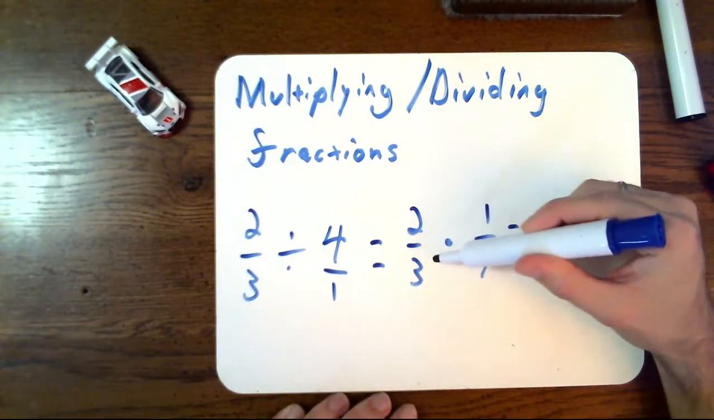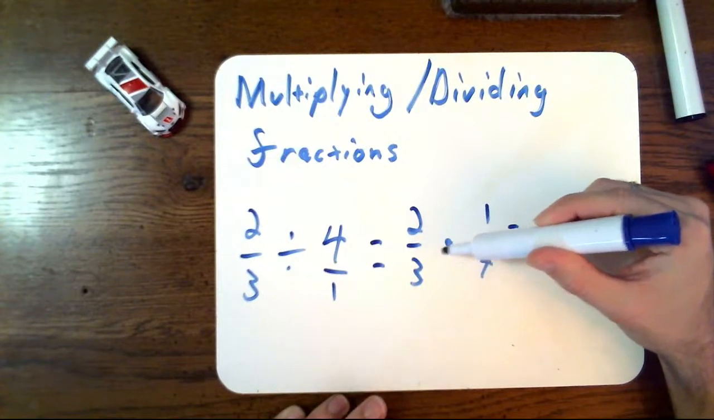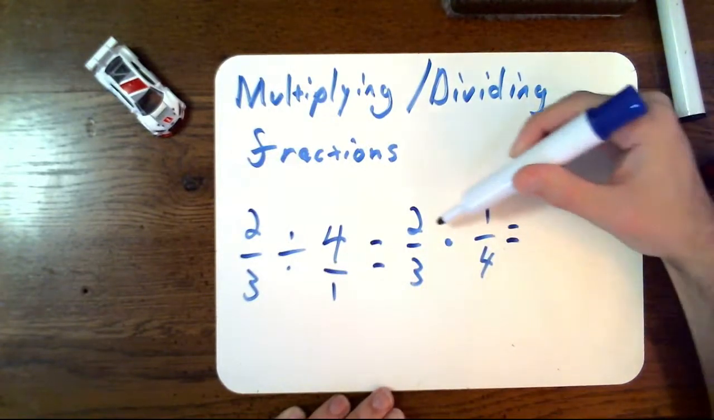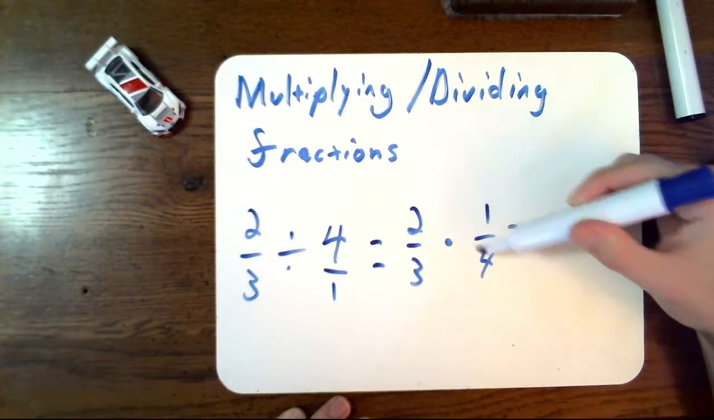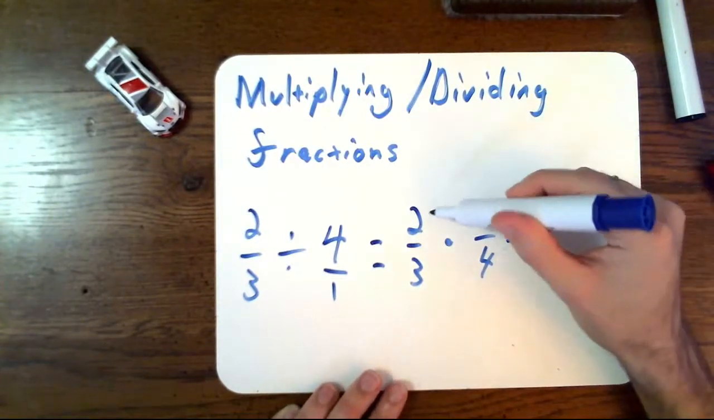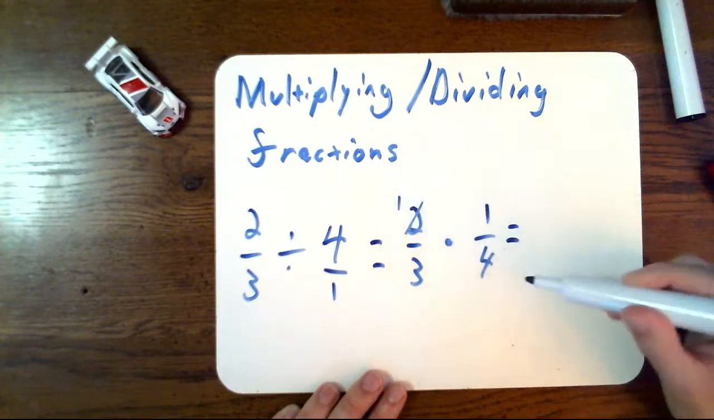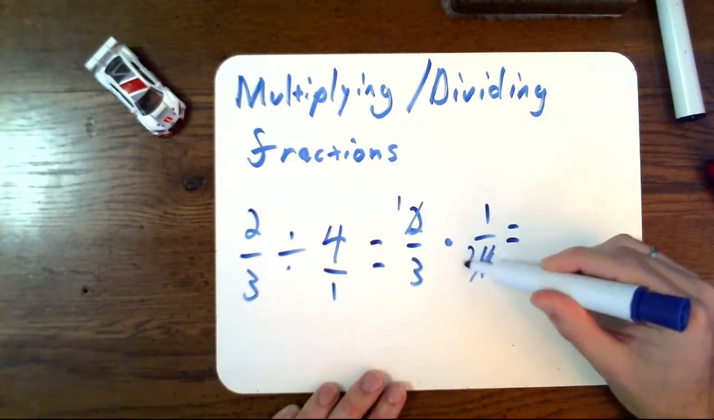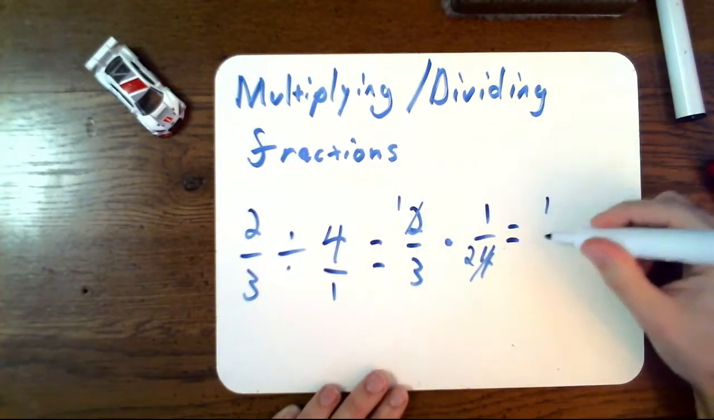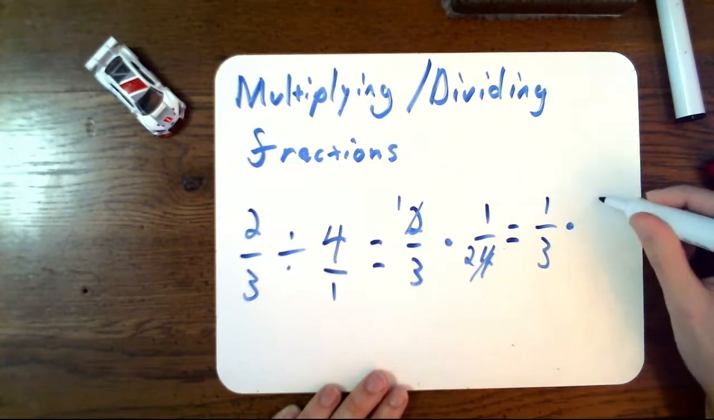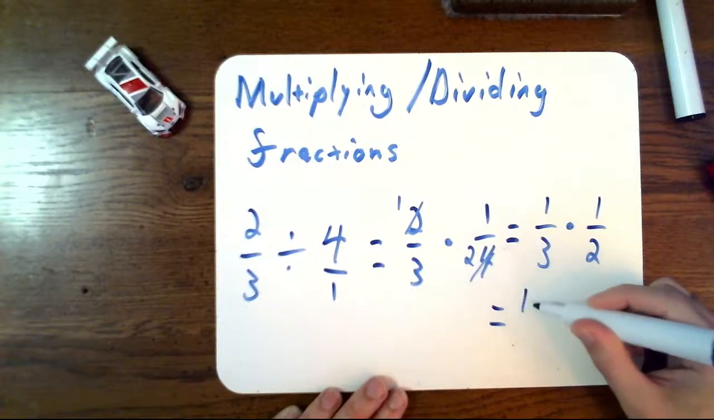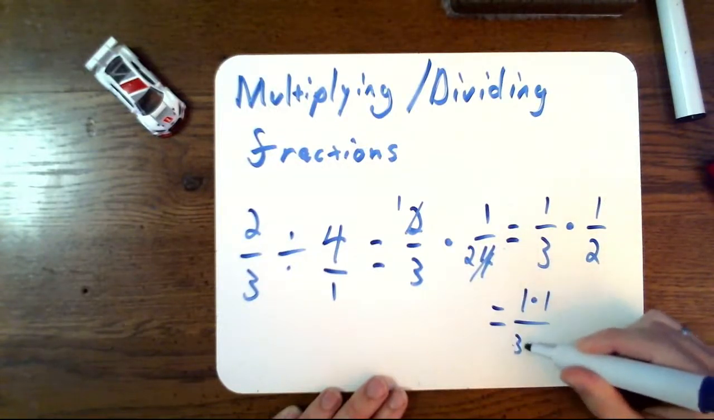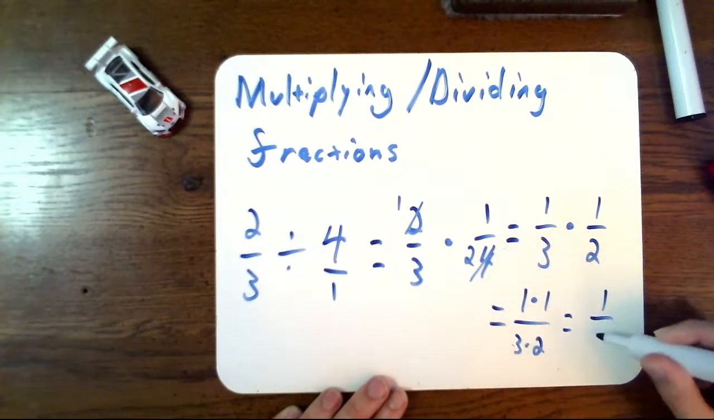Because 2 and 3 don't have any factors in common, 1 and 4 don't have any factors in common, but 2 and 4 do have factors in common, is that they're both multiples of 2. So this is 2 times what? Times 1. 2 times what? 2. So let me rewrite this. 1 over 3, 1 over 2. And now carry out that multiplication. 1 times 1, 3 times 2, so this is 1 over 6.